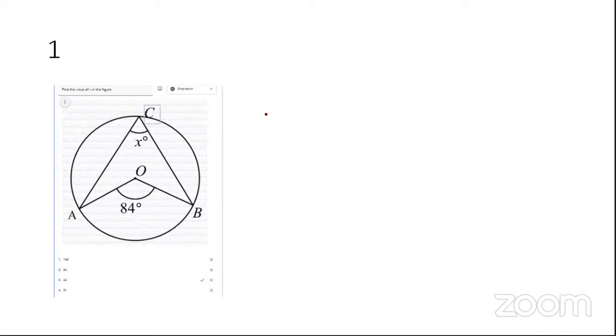So what is at the center now? We have 84 at the center. We write that 84 is equal to twice that at the circumference. What is that circumference? That's x. So 84 equals 2x. If you divide both sides by 2, we have 84 divided by 2 equals x. And as a result, x equals 42. So that's the answer to that particular question.